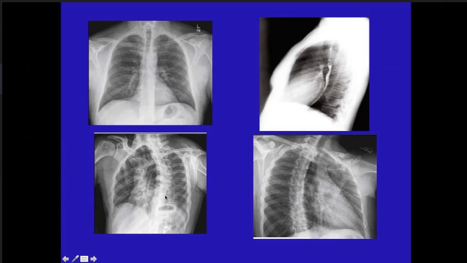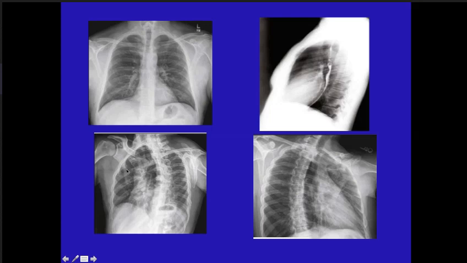In contrast, when you go to the left anterior oblique view, as you rotate the patient to the left anterior oblique, the spine moves towards the left of the heart. I'm sorry, I made a mistake. In RAO view, you see the right-sided ribs in front and the left-sided ribs behind. In LAO view, you see the left-sided ribs behind and the right-sided ribs in front.